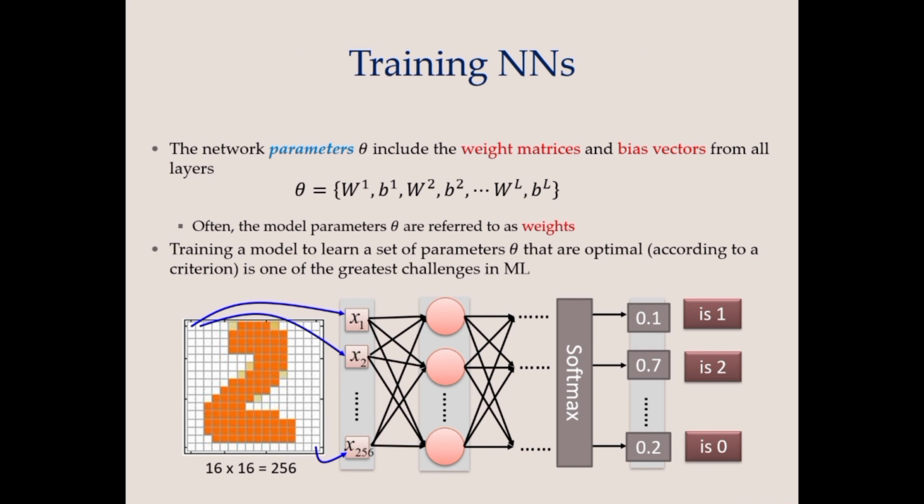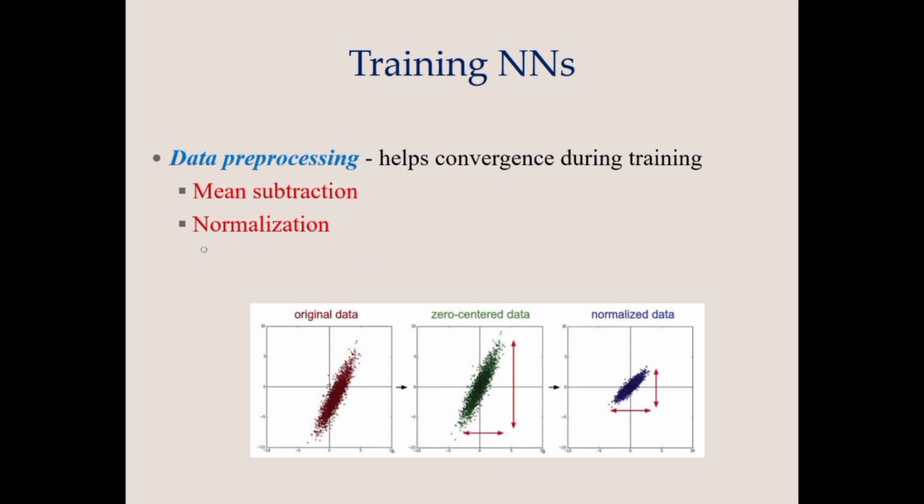So then, training a neural network. Training a model to learn a set of optimal parameters is a main challenge in machine learning. Here we are giving an input as a 16 cross 16 image. So we have 256 pixels represented as inputs from x1, x2 up to x256. We are using a softmax layer before the output layer to train the neural network.